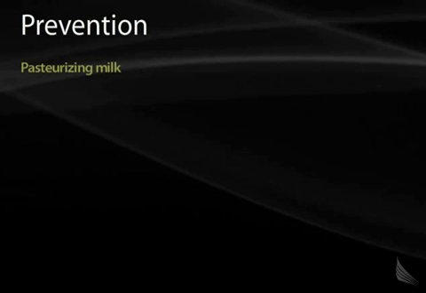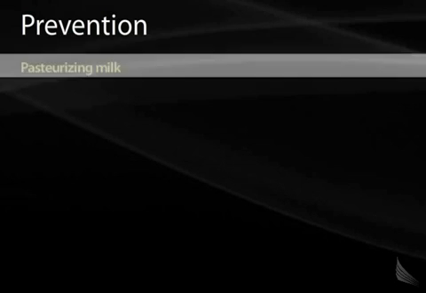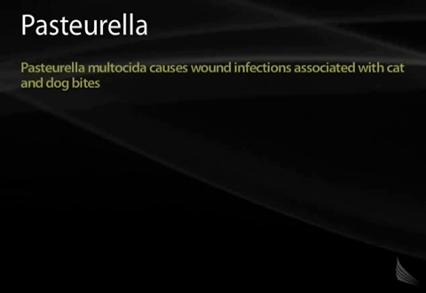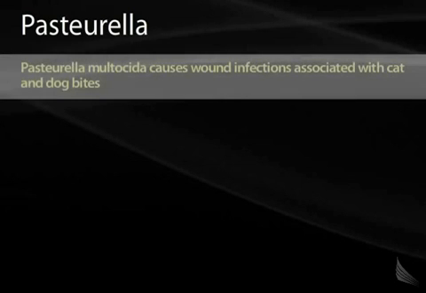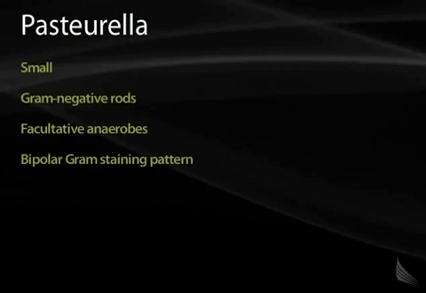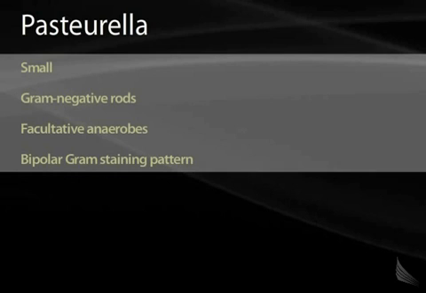Prevention basically involves sanitation, so have clean water and pasteurize your milk. Pasteurella multocida causes wound infections associated with cat and dog bites. Pasteurella is a small, gram-negative rod. They're facultative anaerobes, and they also have a bipolar staining pattern.